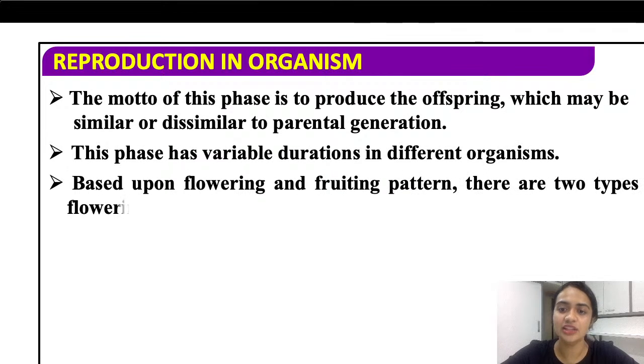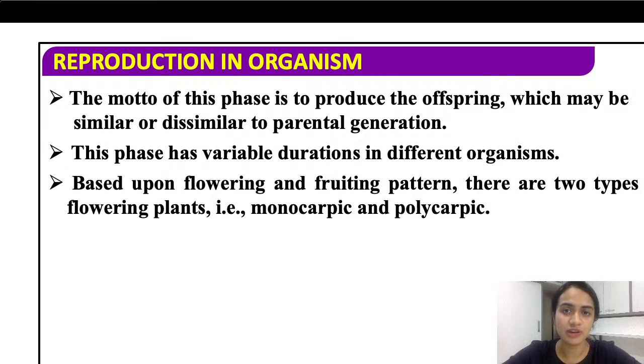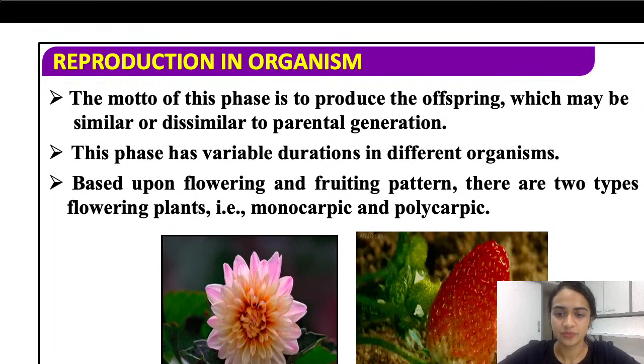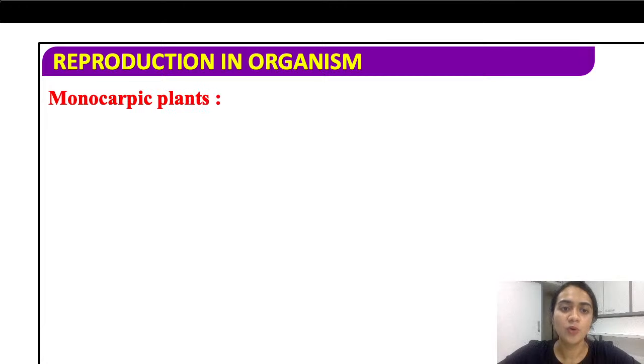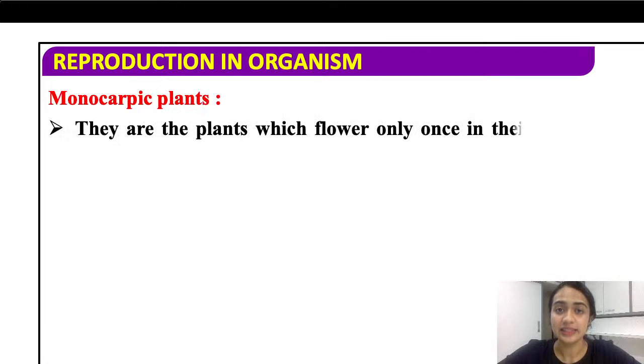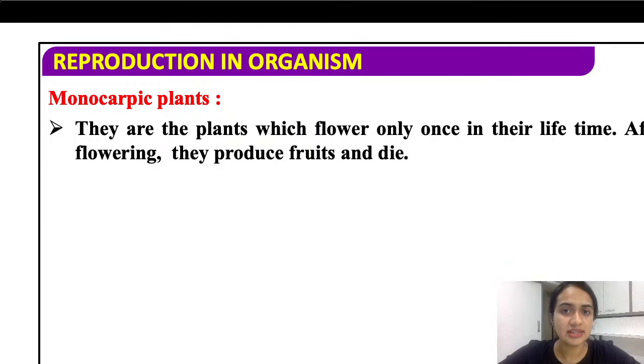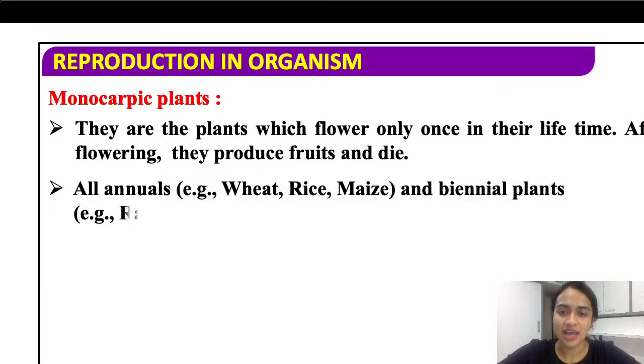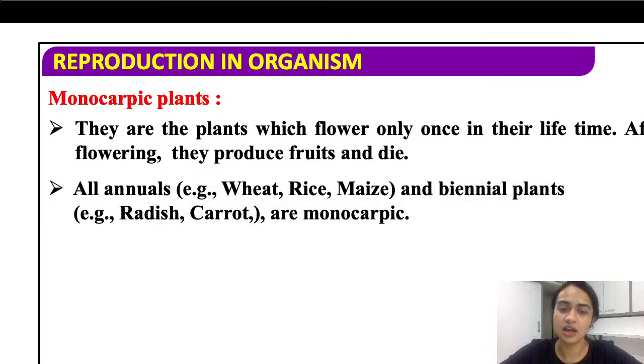Based upon the flowering and fruiting pattern, there are two types of flowering plants. Restricting ourselves to angiosperms, when we look at flowering plants, one is monocarpic, and the second is polycarpic. Let us see what those are. Monocarpic plants flower only once in their lifetime. They produce some fruits and die. All annual and biennial plants are monocarpic.